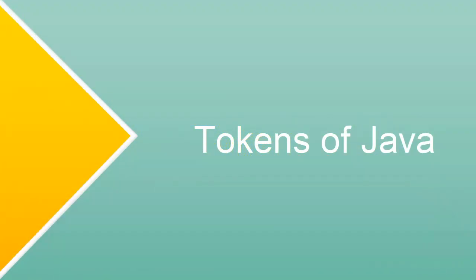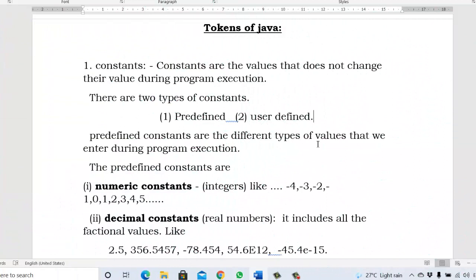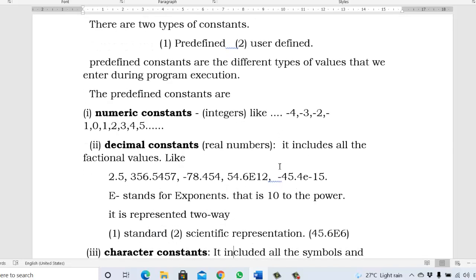Constants are values that do not change their value during program execution. There are two types of constant: one is called predefined, number two is user defined. Predefined constants are of different types, like the numeric constant, which includes all the positive numbers and negative numbers, which are called the integers.